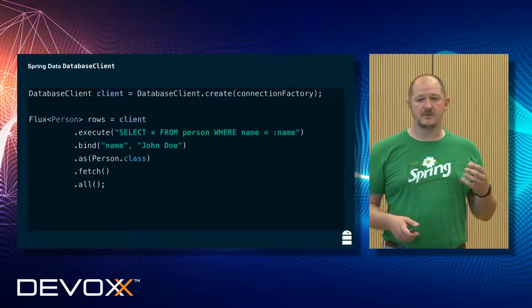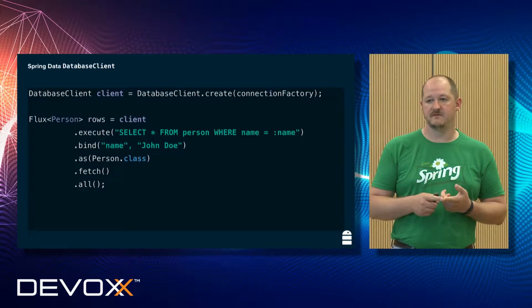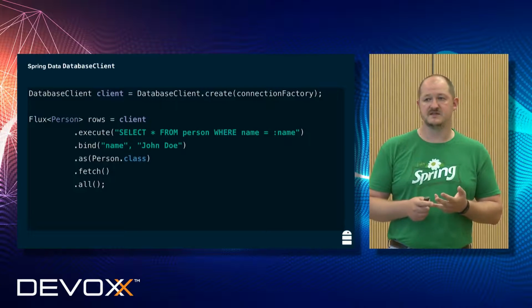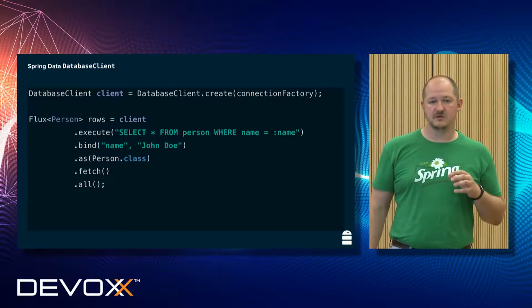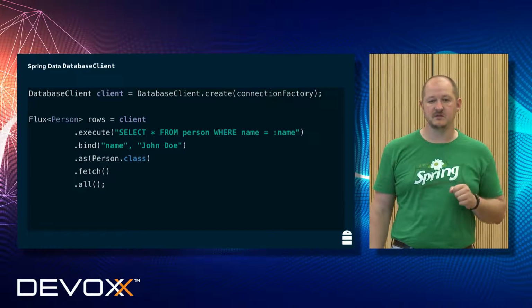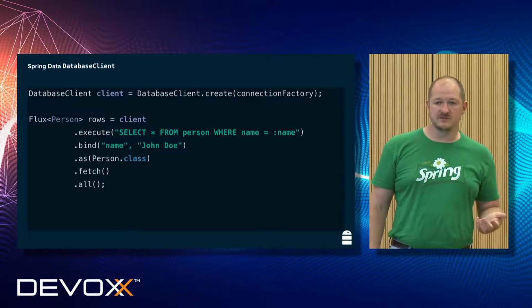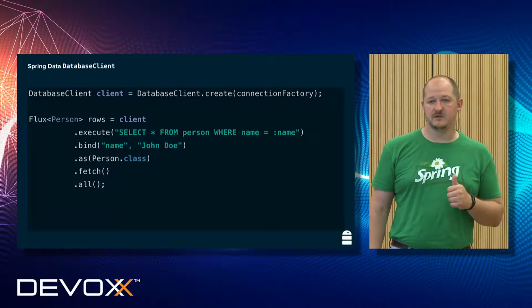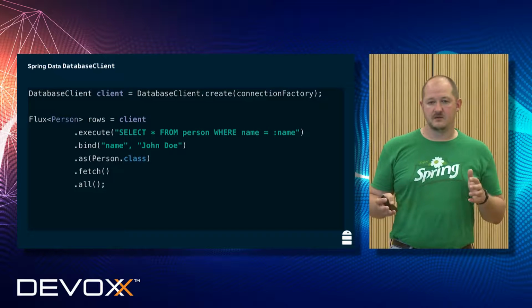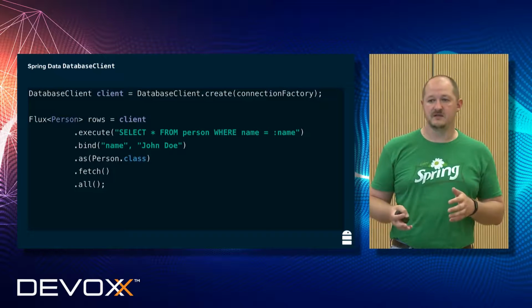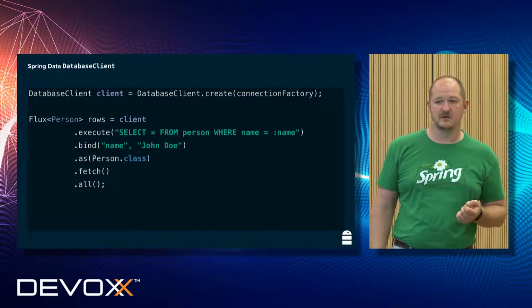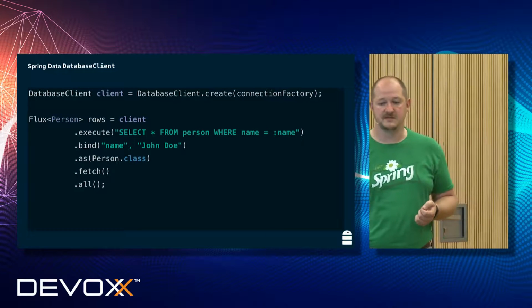Afterwards, you say how much of the data you want to fetch. Do you want to have all the rows, just the first one, or just exactly one? And Spring Data is going to give you also these guarantees. If the query yields more than one result and you're interested in exactly one, then the publisher will terminate with an error. So you get also these guarantees that you're familiar with from JdbcTemplate.